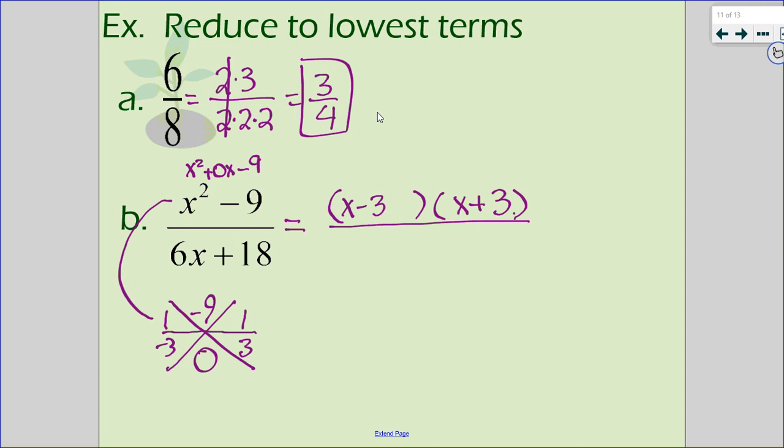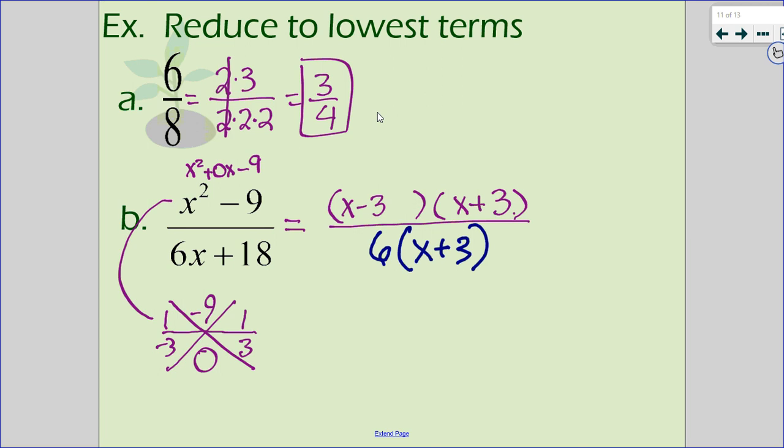So Bob, what's the greatest common factor? 3. Go even higher. 6. And then what do I multiply 6 by to get what I started with? x plus 3. 6 times x plus 3 equals 6x plus 18. This is just like distributing in reverse.